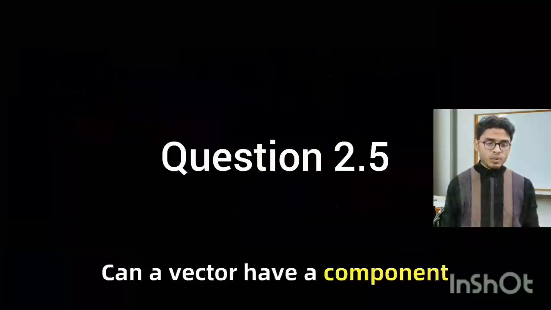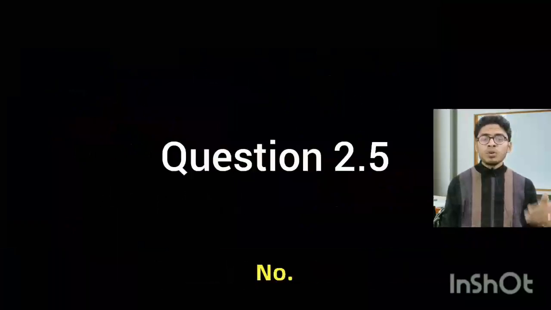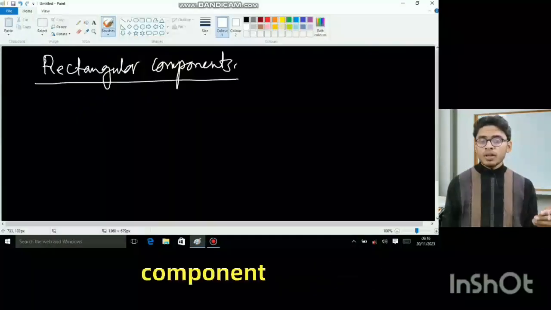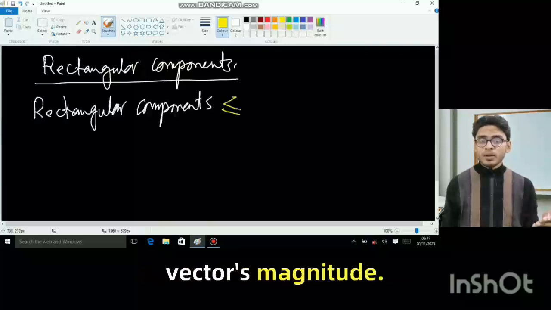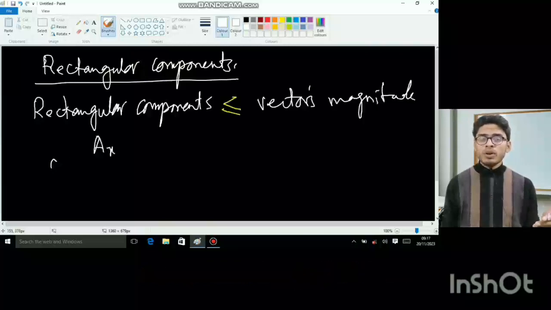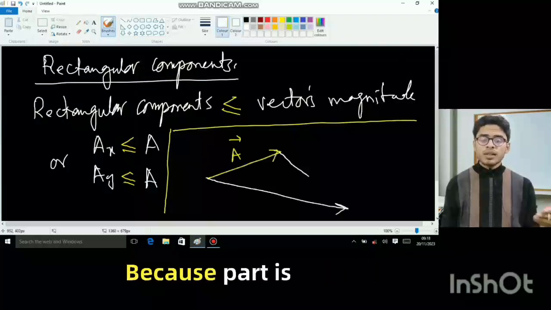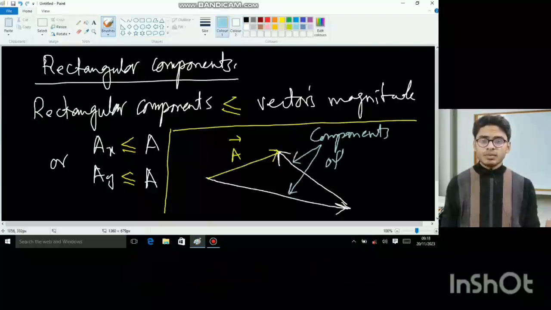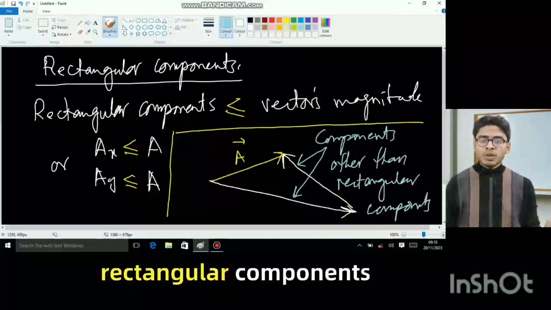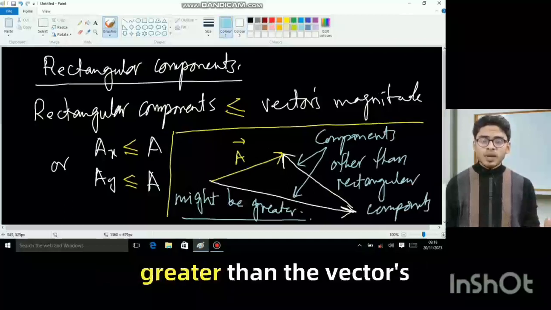Can a vector have a component greater than the vector's magnitude? No, a vector cannot have a component greater than the vector's magnitude. It can be equal or less than the vector's magnitude because part is always less than the full. Components other than rectangular components can be greater than the vector's magnitude.